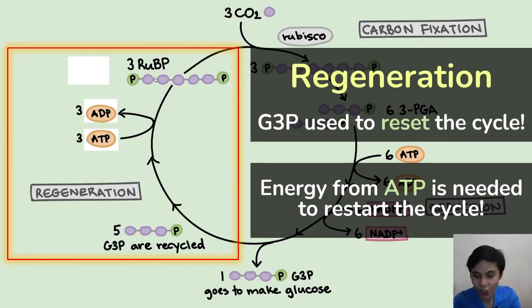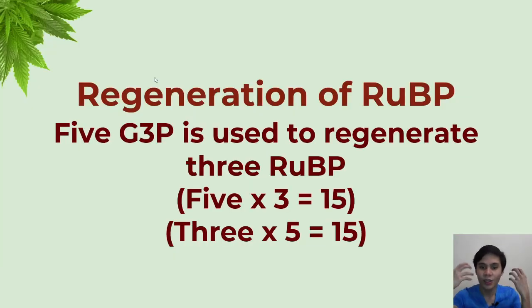So that's your regeneration stage. Again, 5 G3P is used to regenerate 3 RuBP. 5 times 3 is 15. That's 15 carbon atoms. And 3 times 5, meaning 3 RuBP molecules with 5 carbons each, is 15 carbon atoms. All the accounting is there.